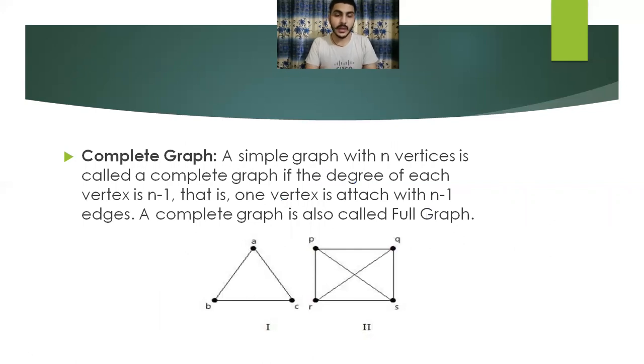Complete graph. A simple graph with n vertices is called a complete graph if the degree of each vertex is n minus 1, that is, one vertex is attached with n minus 1 edges. A complete graph is also called a full graph. Complete graph means all vertices are connected, none is remaining. For example, A and B are connected and B and C are connected, but A and C are not connected, so it is not a complete graph.